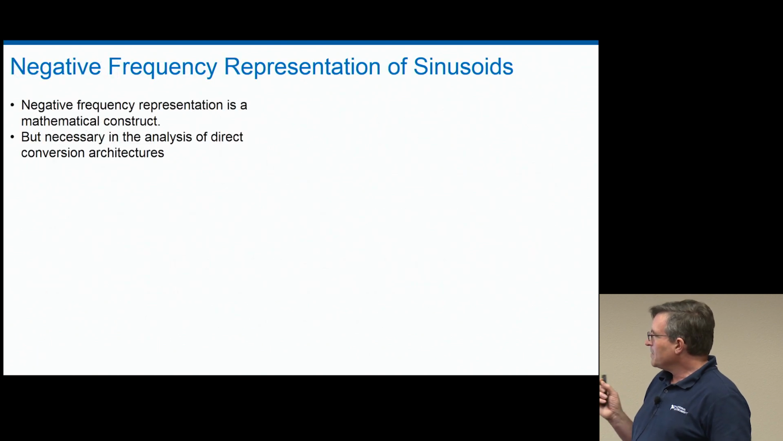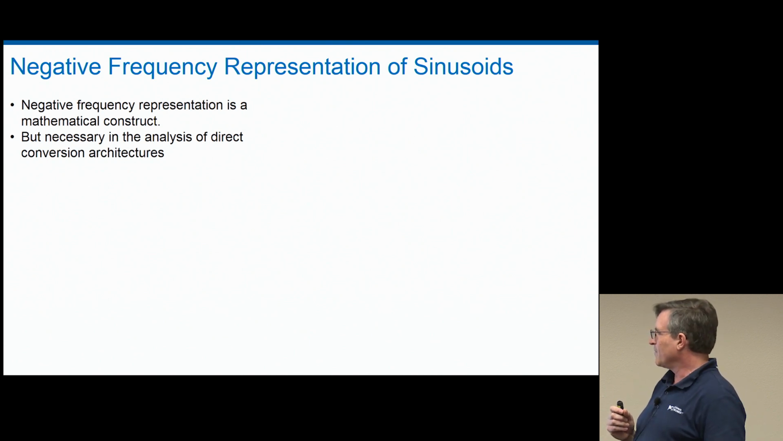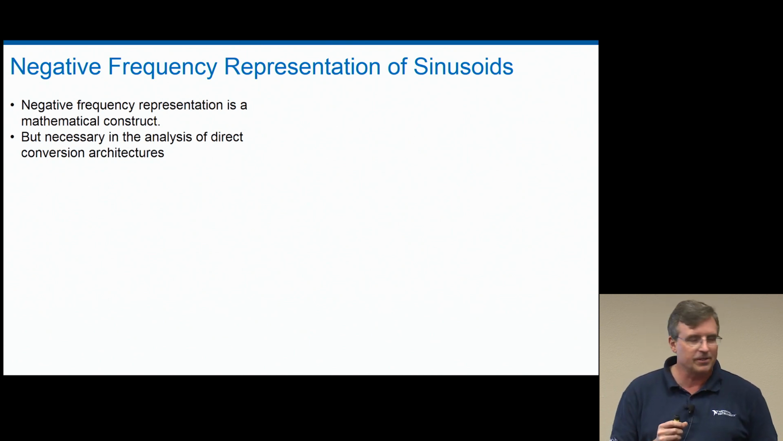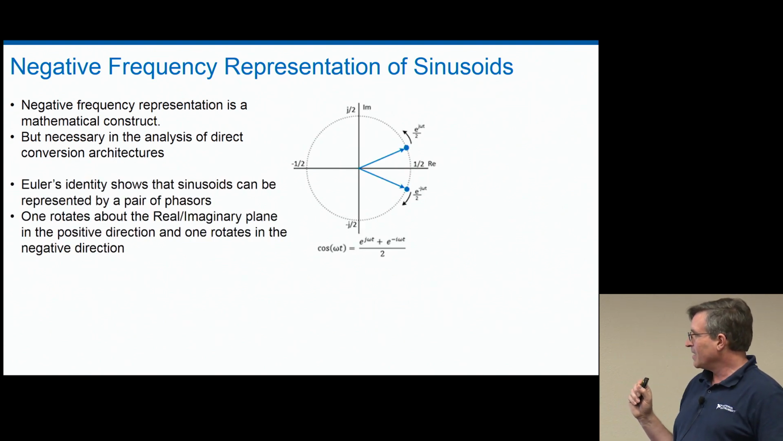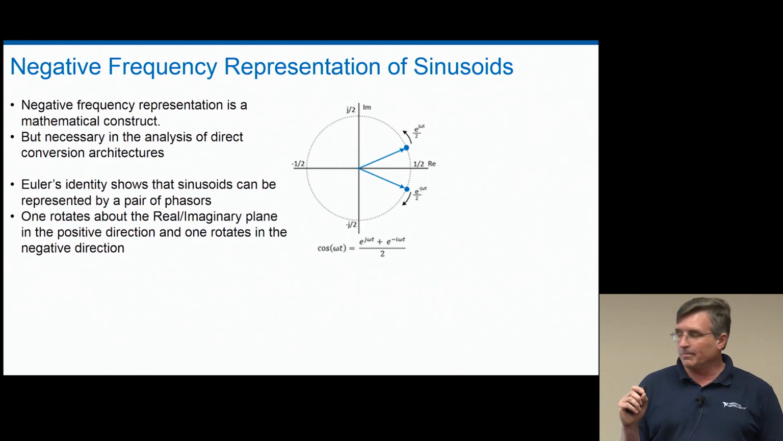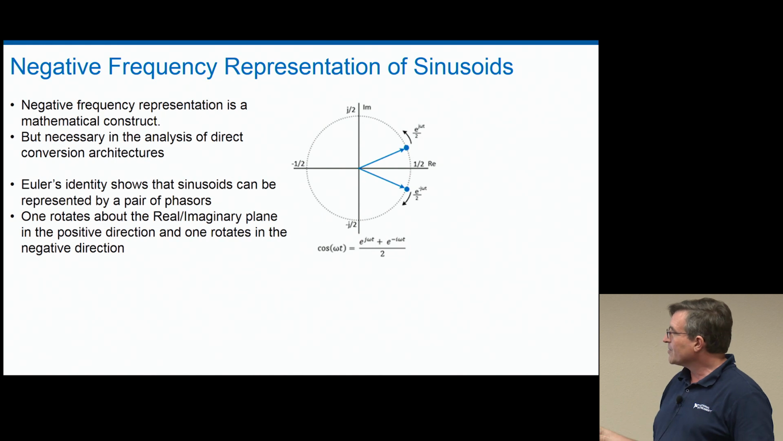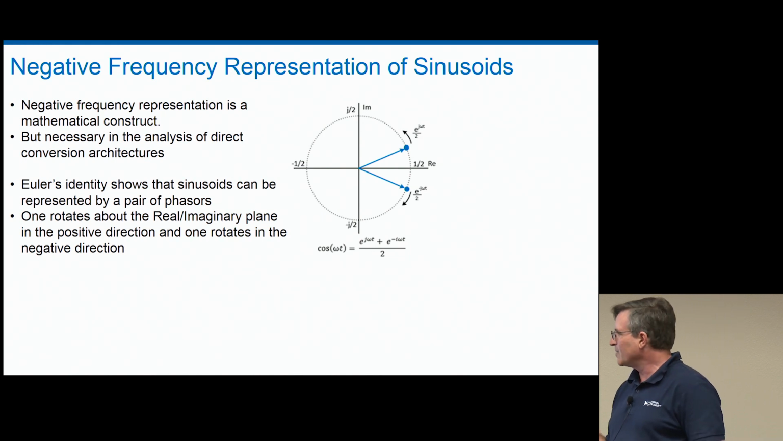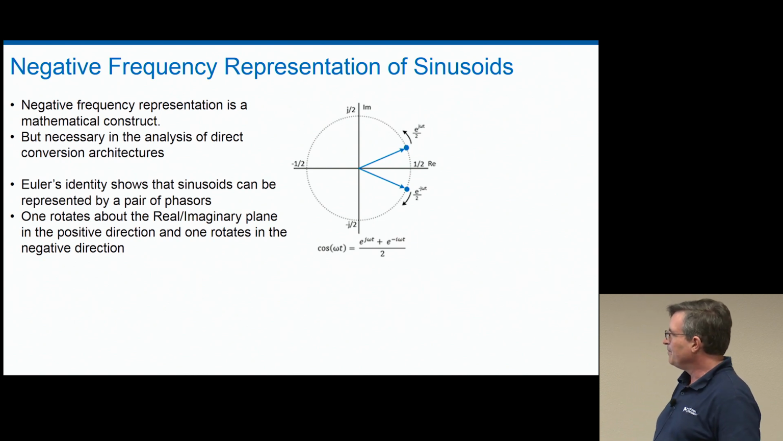Keep on going. Negative frequency representation. Now, this is a mathematical construct, but it's necessary for us to be able to analyze direct conversion receivers. So if we go back to Euler's identity, you can take a cosine wave and break it up into 2 complex phasors. And if you plot those on the real and imaginary axis, you'll see that those phasors are rotating in opposite directions. We say that the counterclockwise is positive frequency rotation, and the other one is negative frequency rotation.